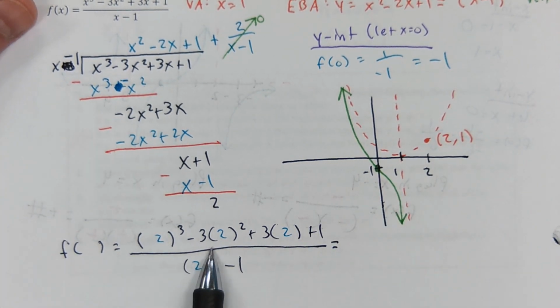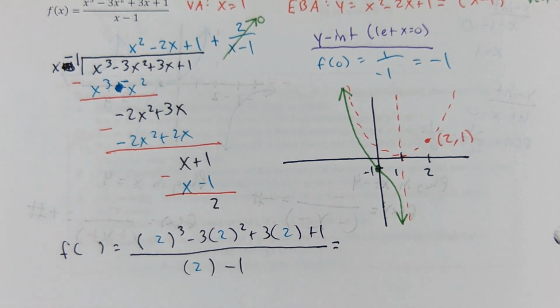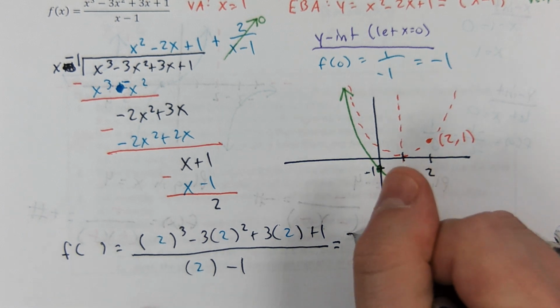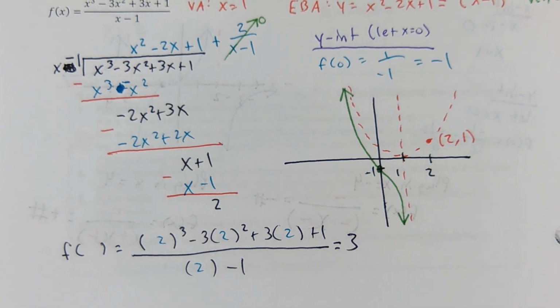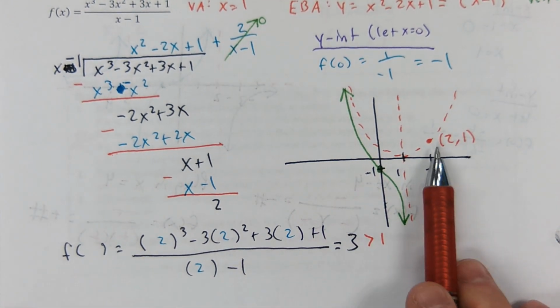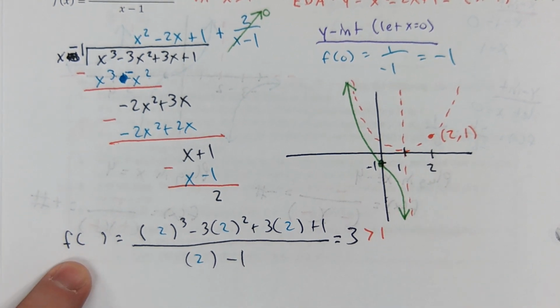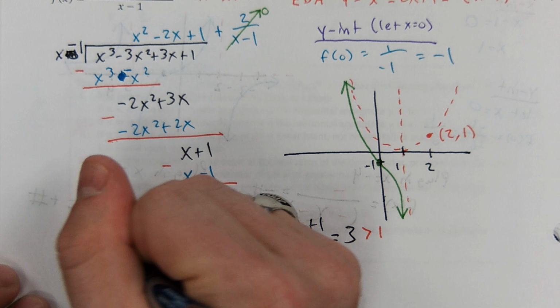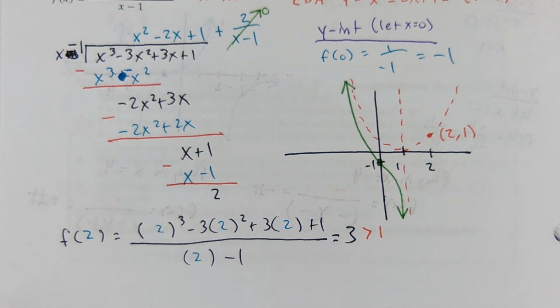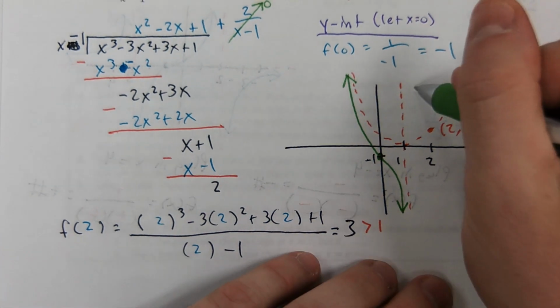Eight minus 12, that's negative 4. And negative 4 plus 6 plus 1, negative 4 plus 7, that's 3. And that value is above the y value of 1 that I had right there. So since the actual, oops, I forgot to drop a 2 right there. Since the actual y value of my curve is above the y value of my asymptote, the curve looks like this.